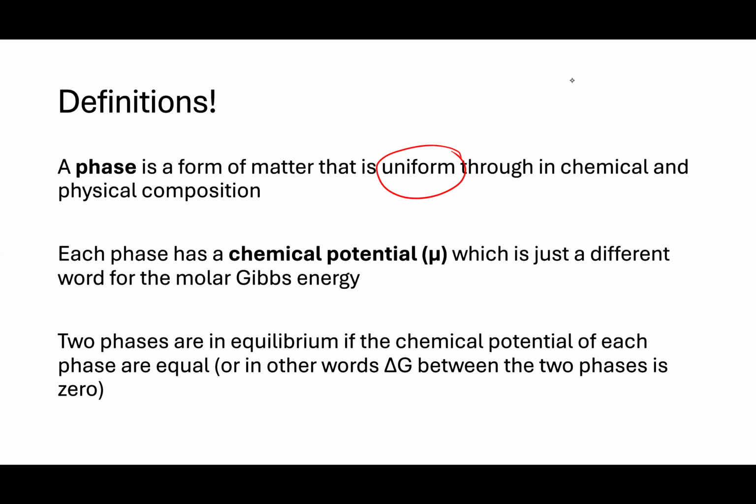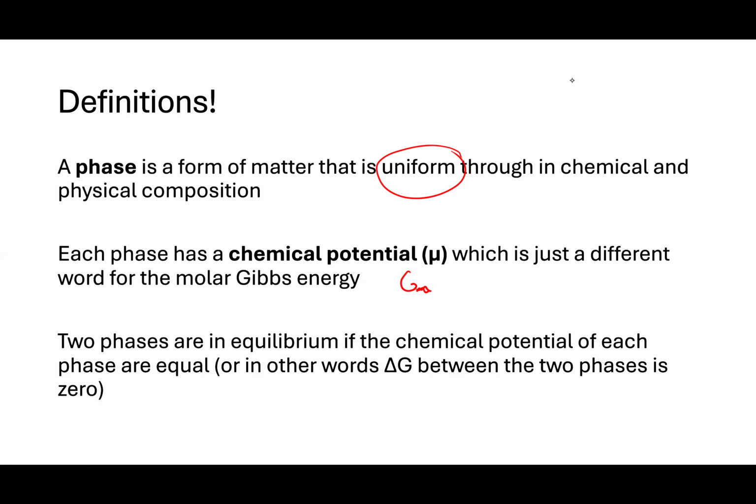So they're talking about chemical potential a lot during this chapter, and I'll talk about it more in other chapters that follow. This chemical potential is just a different word for the molar Gibbs energy, the G sub M. Same thing. It's just mu, chemical potential, instead of Gibbs energy. That's all it means.